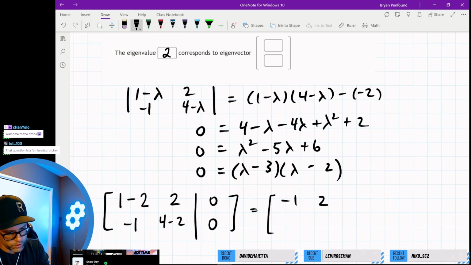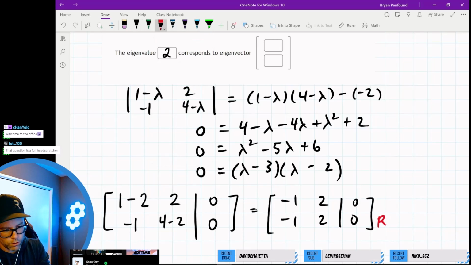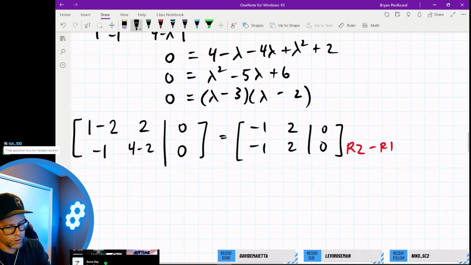So we have negative 1, 2, negative 1, 2. And we can do row 2 minus row 1. And that should give us our reduced or echelon form.